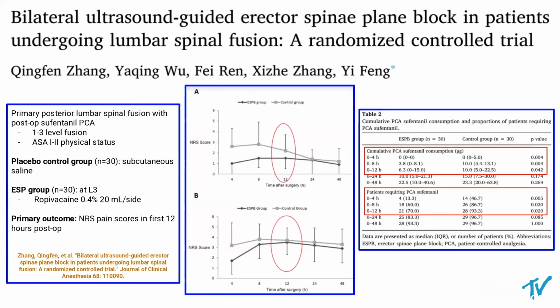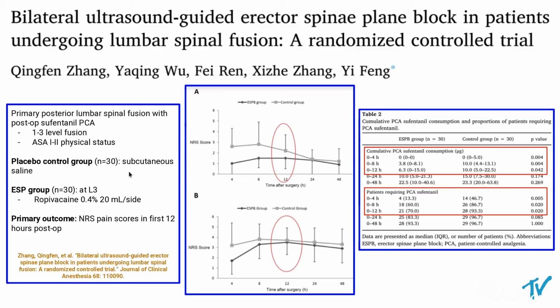Okay, perfect. So both of those were for laminectomies. What about fusion surgery? This is a randomized controlled trial from China, published just last month. It looked at 1 to 3 level primary fusions, and all of these patients were started on sufentanil PCAs. These were relatively healthy patients. All of them were ASA physical status 1 or 2.